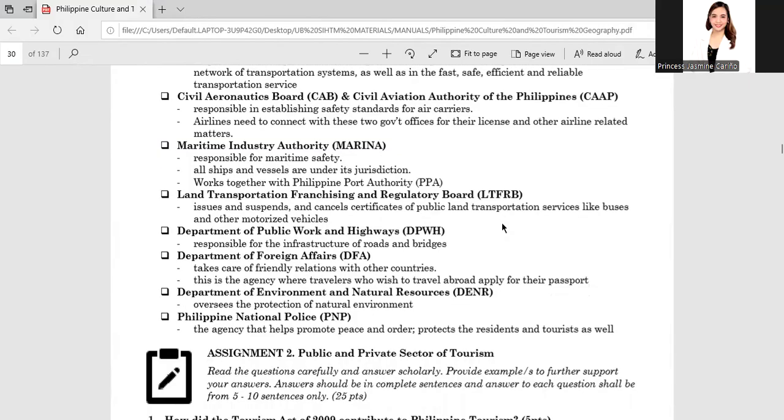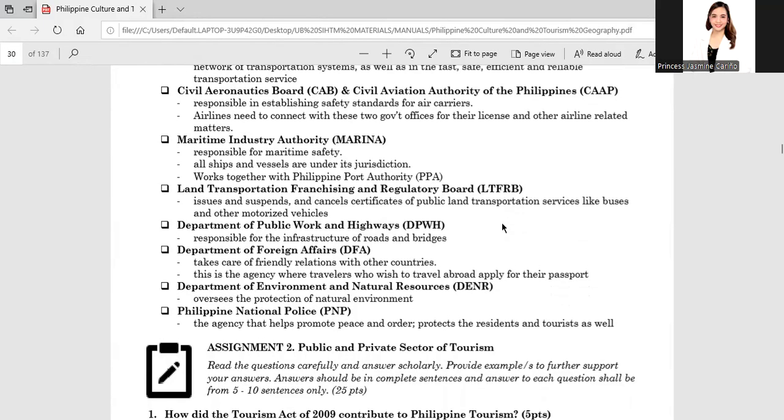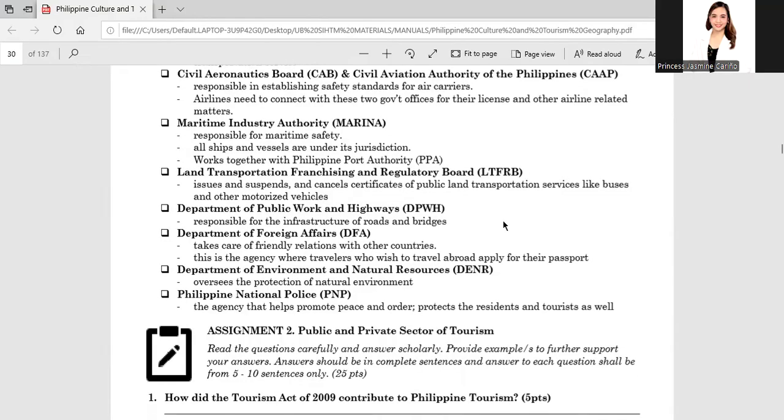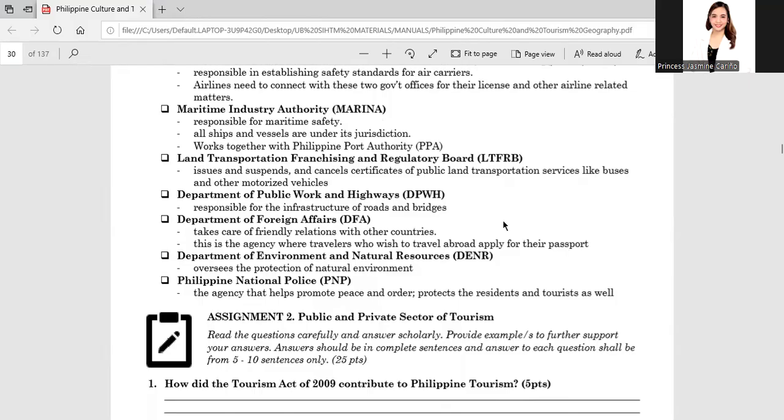All right, so let's move on to the Civil Aeronautics Board, or the CAB, and the Civil Aviation Authority of the Philippines. They are responsible for establishing safety standards for air carriers. And let's move on to Marina. Of course, they're responsible for maritime safety, as the name itself says. All ships and vessels are under its jurisdiction, and they work together with the Philippine Port Authority, or PPA.